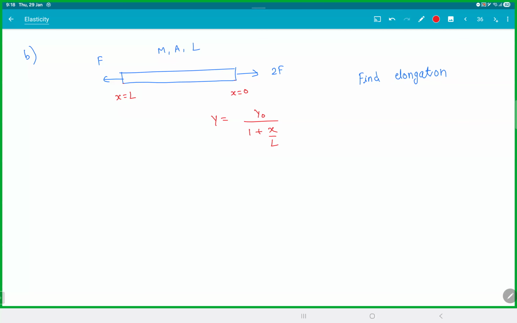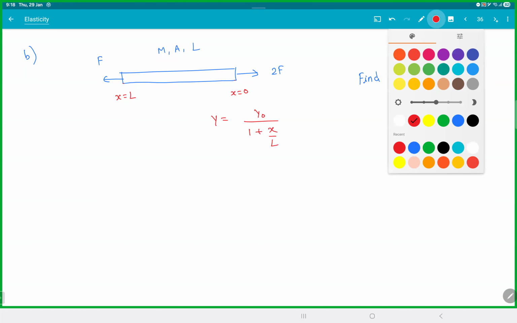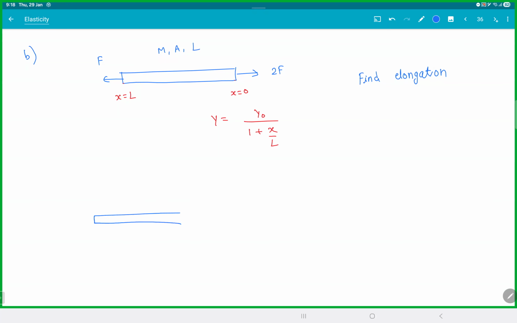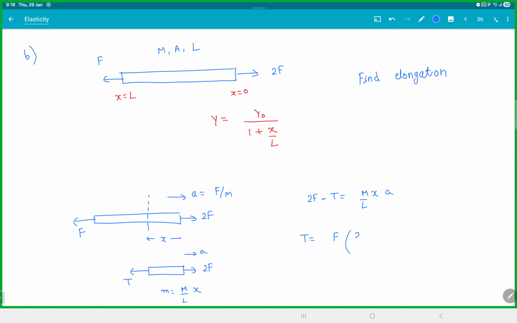7 FL by 3 AY, 13 FL by 6 AY. We have two different answers. So step one, let's find the tension. 2F, F, acceleration will be F by M, same as before. Cut it here at a distance X. Then take this piece. 2F, tension, acceleration. So M will be M by L x. So 2F minus T is equal to M by L x into acceleration. We get tension is F into 2 minus x by L.